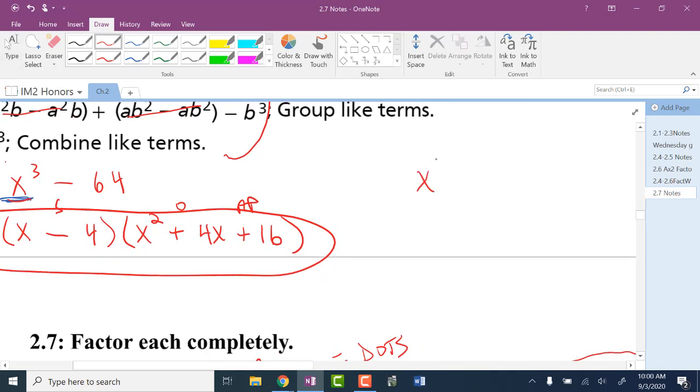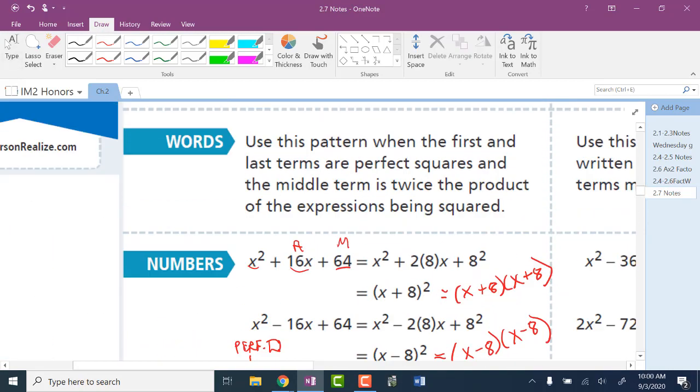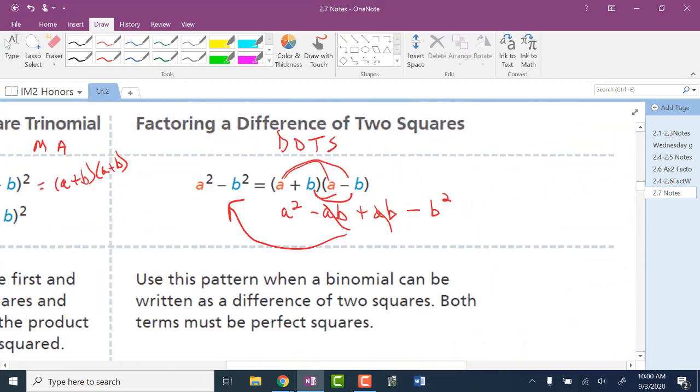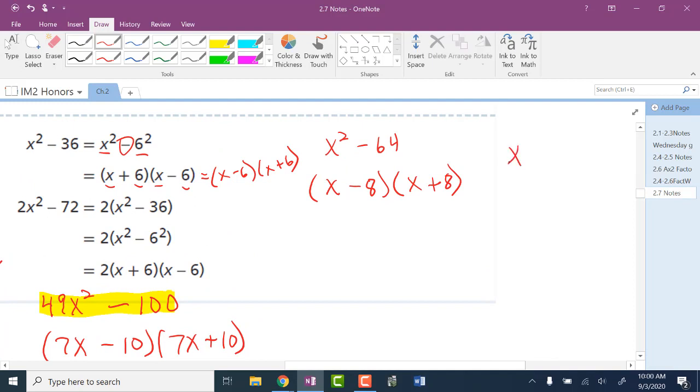Ooh, x to the 6th. Ooh, x to the 6th is a perfect square. Interesting. Plus. Oh, it can't be a difference of squares then. By the way, I should have put that up with a difference of squares. A sum of two squares does not factor. So that's where that example was here. You're like, x squared plus 36, by the way. That doesn't factor. It's not factorable.